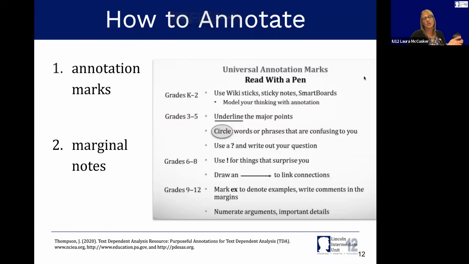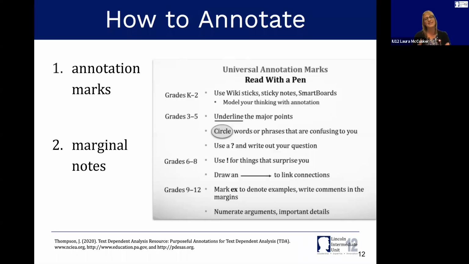So in order to do this, we need to come up with annotation marks for our students, or at least a process. It's not true that you have to use marks, but there are lots of different ways that you can go about this, right? Reading with a pen, which we sometimes say for annotation, doesn't necessarily always mean that that's your tool. So on the right-hand side, you'll see here's just an example of different grade bands and how they might choose to annotate for some pieces.